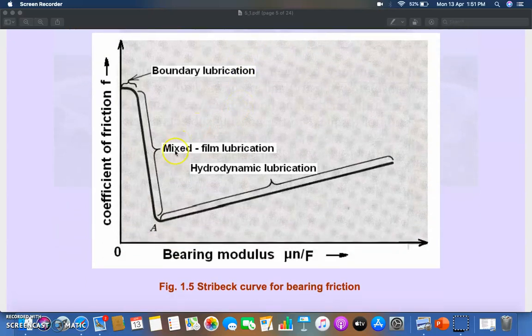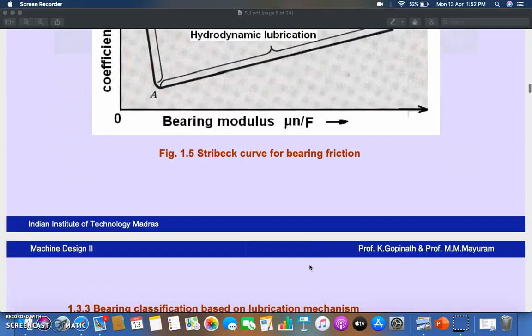Now the coefficient of friction in boundary lubrication you can see here, this part is mixed film lubrication, and this is the hydrodynamic lubrication part. This curve is called the Stribeck curve for bearing friction. On the y axis is the coefficient of friction, and on the x axis we have the bearing modulus. Keep this in mind, as it will help you when solving any numerical problem on bearings. Bearing modulus is mu into N divided by P.